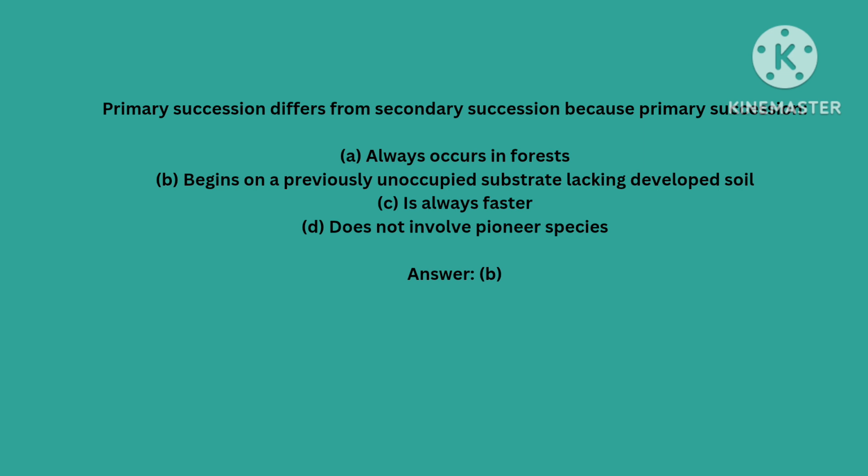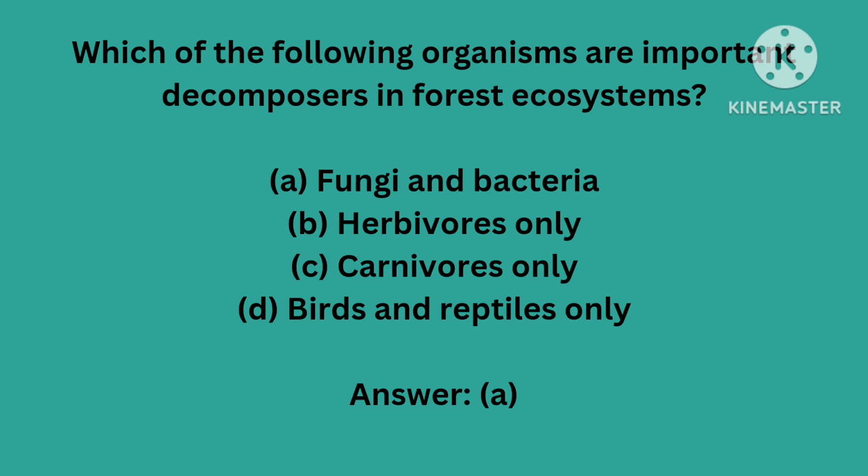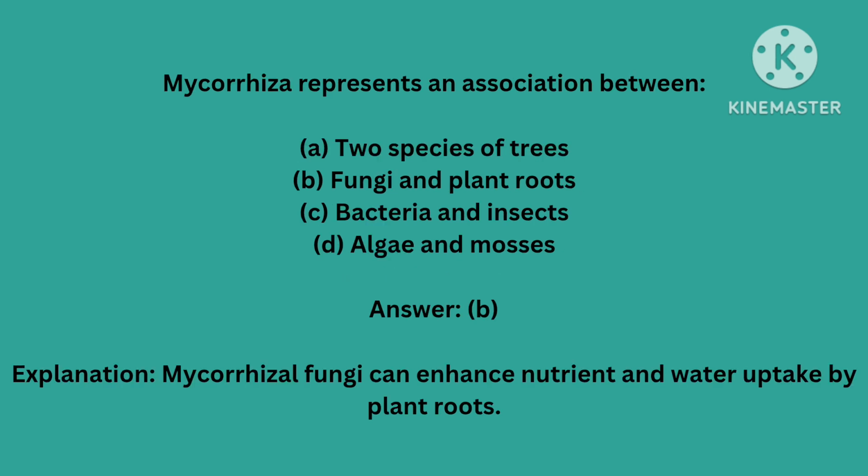Next is, primary succession differs from secondary succession because primary succession begins on a previously unoccupied substrate lacking developed soil. Next is, which of the following organisms are important decomposers in forest ecosystem? And the answer is fungi and bacteria. So here I have selected few of the important questions. Note it down. Mycorrhiza represents an association of fungi and plant roots. Mycorrhiza are very important. Fungi can enhance nutrient and water uptake by plant roots.